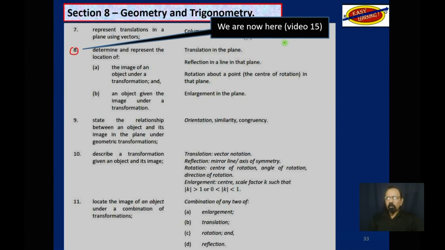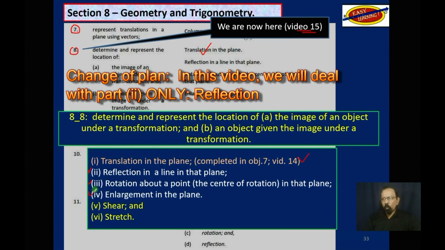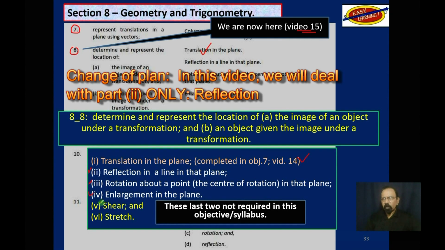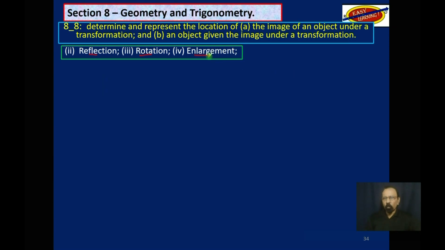So we are here. This is video 15. That part of this objective is finished, that part in Objective 7. So we are left with these 3 for this 1 video. Those 2 are not required by CSEC. So we are going to talk about reflection, rotation, and enlargement in this 1 video.